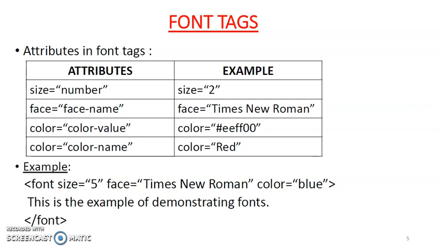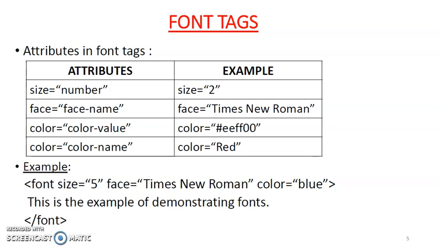And your third attribute is color. So you can set the color of the font. Okay. You can set the color of the font by using two values. Either you can use the color name or you can use the color value. Okay. So you can see I am writing color is equals to, in double inverted commas, hash double E double F and double 0. So this code indicates your color value. And if I write color equals to a color name and mention that color, then it will automatically display the font in that color.